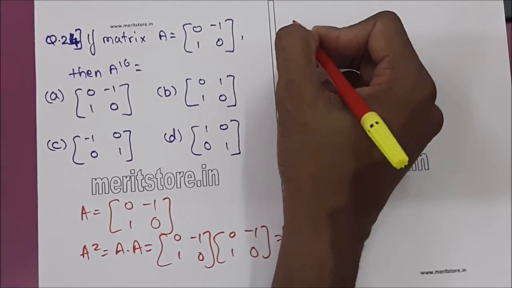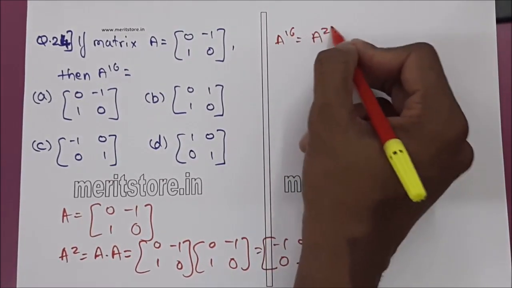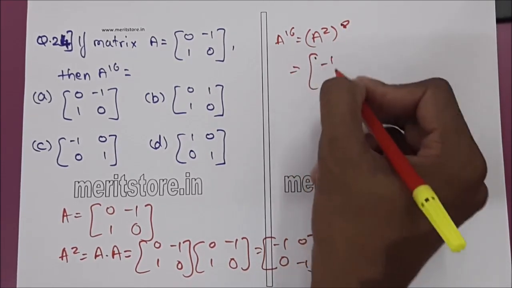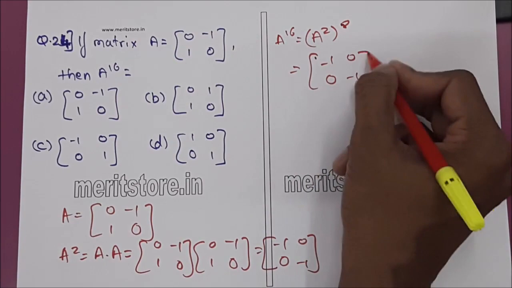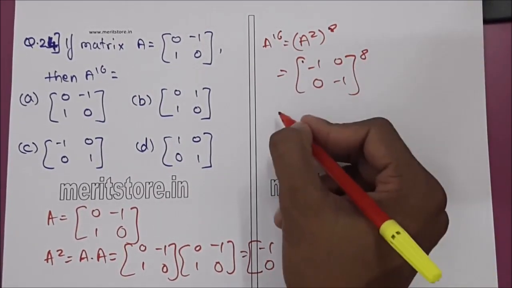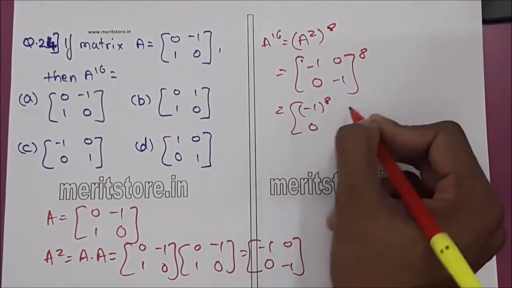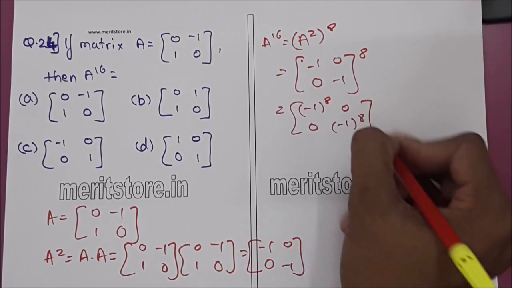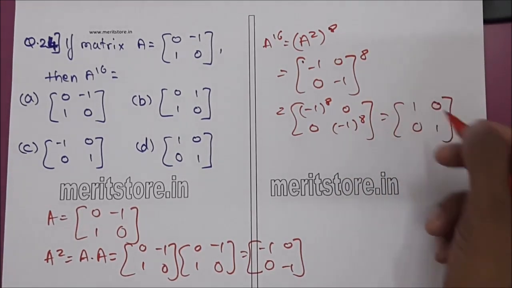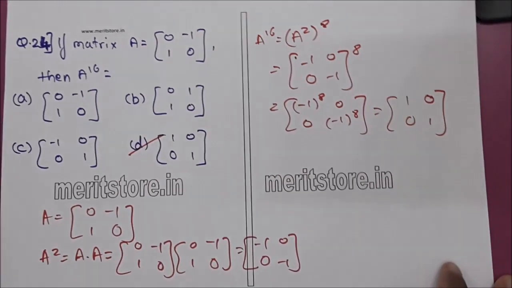Therefore, A raised to 16 can be A square raised to 8. So we solve for minus 1, 0, 0 and minus 1. We substitute the value of A square. We get A raised to 8. So we get minus 1 the whole raised to 8, 0, 0, minus 1 the whole raised to 8, which is equal to 1, 0, 0 and 1, which is option D. Option D is the correct answer.